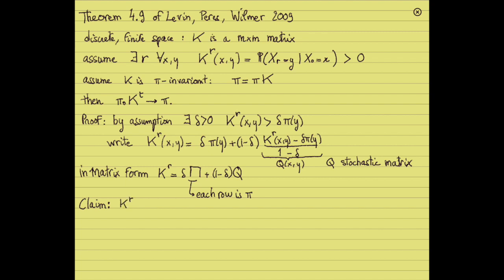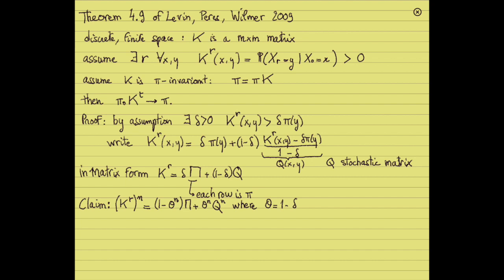So we can check this recursion first, that k to the r to the power n is equal to 1 minus theta to the n times the big matrix pi plus theta to the n q to the n, where here theta is equal to 1 minus delta as before.